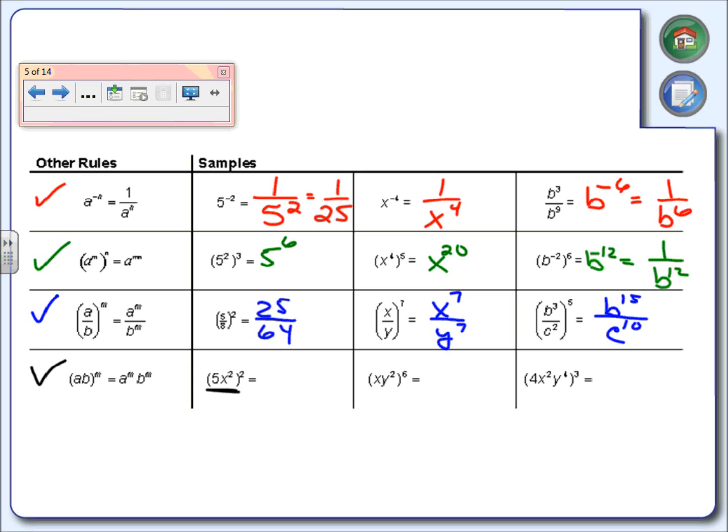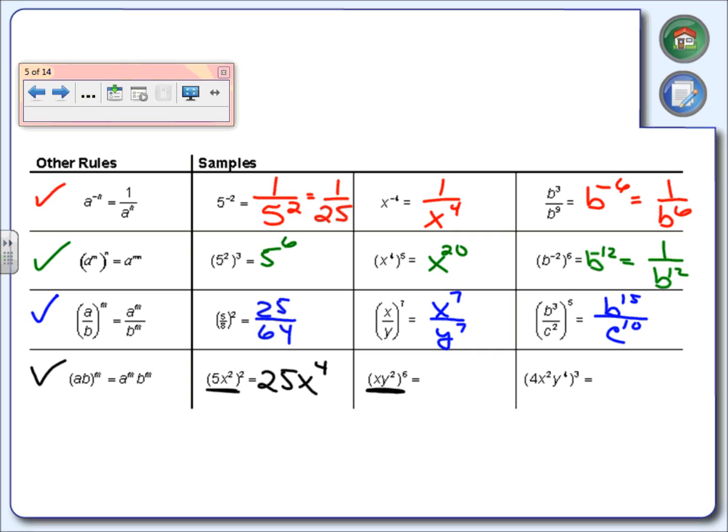Starting with the 5. What do you get when you square the 5? 25. But I also need to square the x squared. So it's kind of like this green rule up here that we used earlier. What do we get when you square an x squared? X to the 4th. The rule said multiply the exponents. Next one, I've got xy squared to the 6th power.